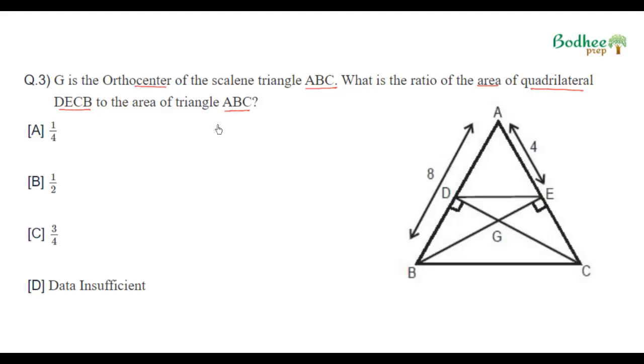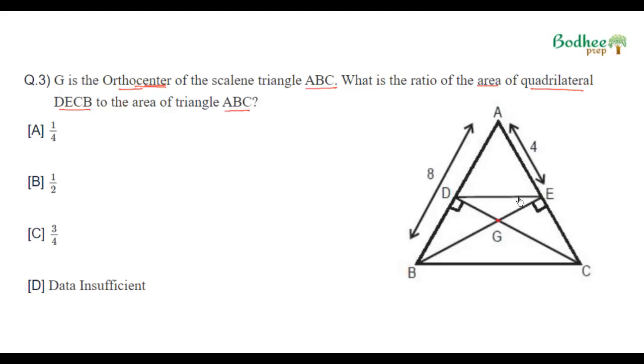Now since G is the orthocenter, we have to understand that the orthocenter is a point which is formed by the intersection of the altitudes. So clearly here we can see that for the triangle ABC, CD is the altitude. Similarly, BE is the other altitude. So the intersection is the point which is the orthocenter.